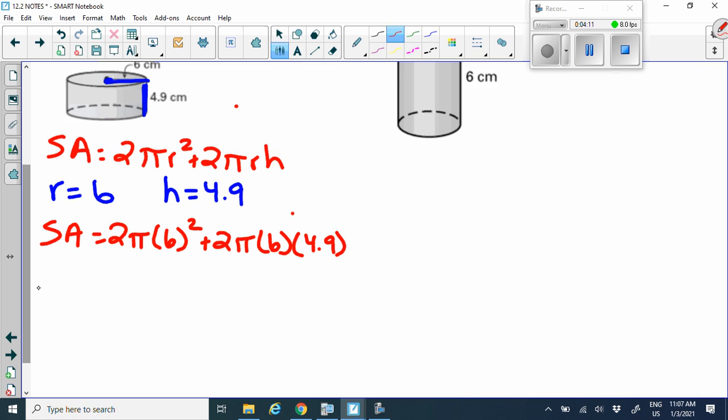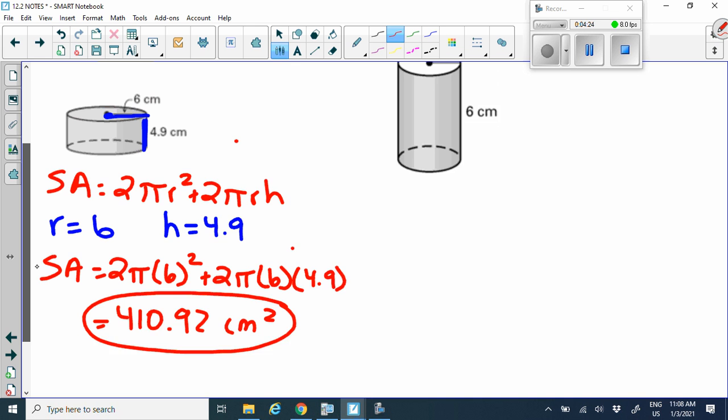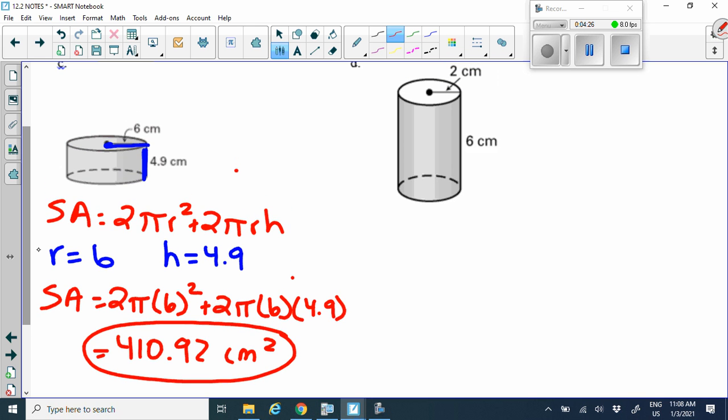So we have 410.92 centimeters squared, and that's our final answer. There you go, and that's all you got to do. So this is probably a little bit less work than the last one, but very simple, not too bad. Okay, so now D, what I would like you to do is go ahead and pause the video and try this one on your own.